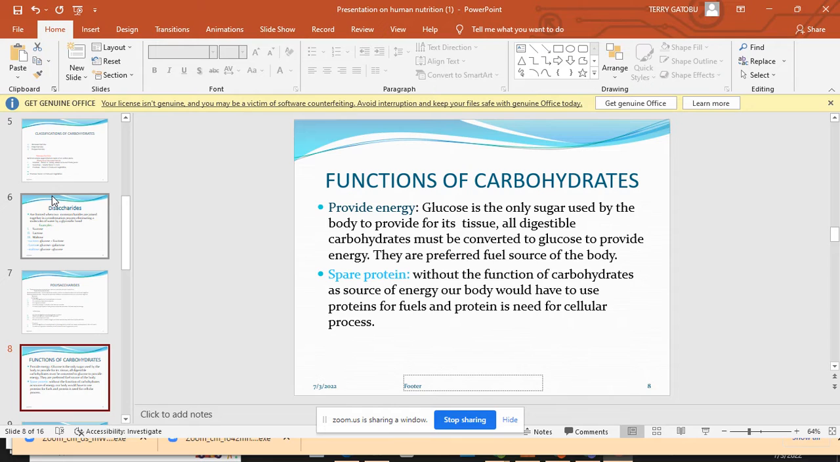So we have functions of carbohydrate. One, provide energy. Glucose is the only sugar used by the body to provide energy for its tissues. All digestible carbohydrates must be converted to glucose to provide energy. They are the preferred fuel source in the body. Another one, spare protein. Without carbohydrate as a source of energy, our body will have to use protein for fuel, and protein is needed for cellular processes.